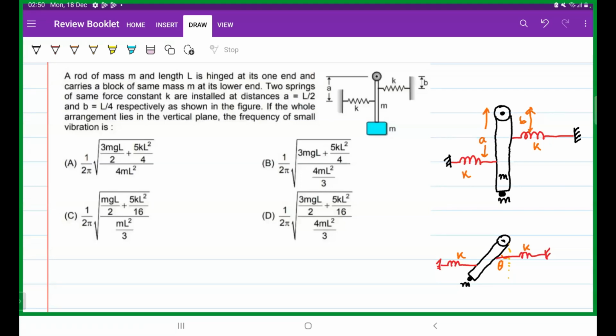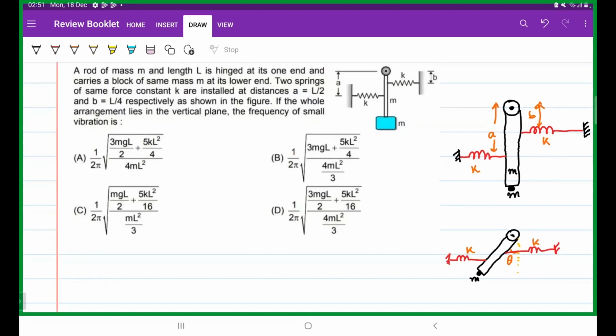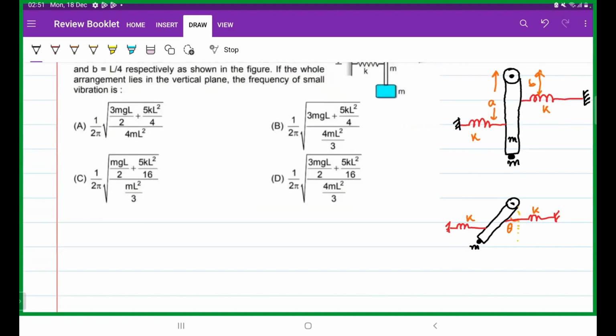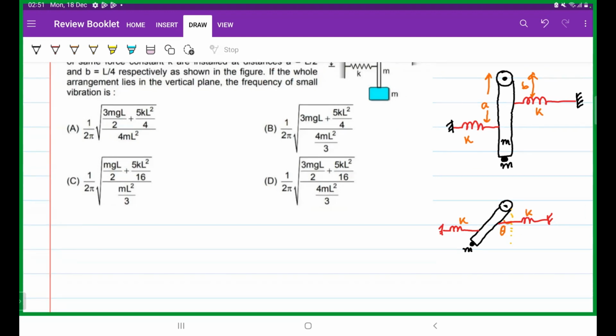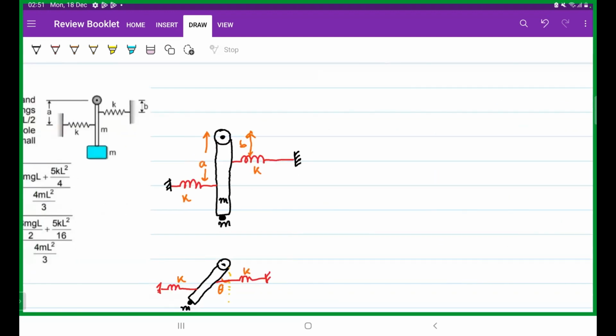Everyone, we have a good question from the chapter of simple harmonic motion, and this type of question is called angular SHM. Why? Because in order to get the equation of SHM and find the details about it, we will be using this formula: tau is equal to I alpha. Okay, so let's begin.